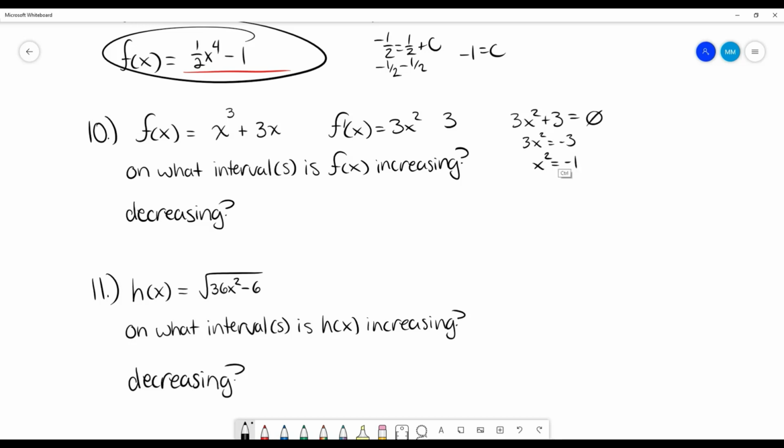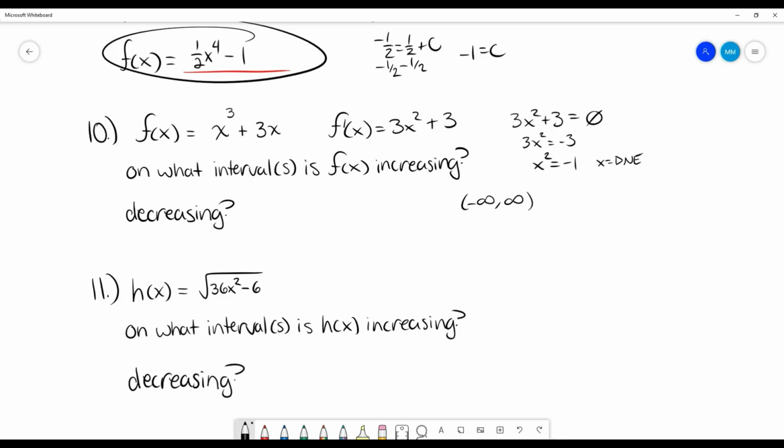No, that was wrong. I'm going to leave it as it was. So equals negative 1. Because this means that there are no solutions, which means that it is not increasing or decreasing on any particular points. There are no critical points, which means we just have to evaluate from negative infinity to positive infinity, because that's the only interval that exists. There are no additional intervals because there are no critical points.